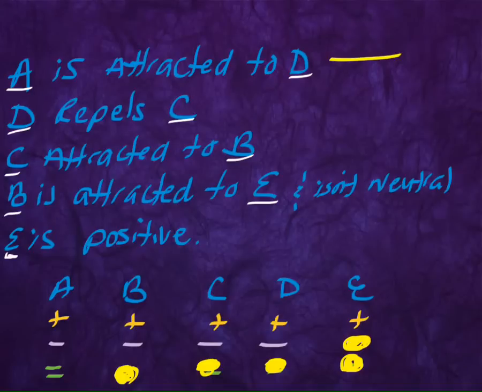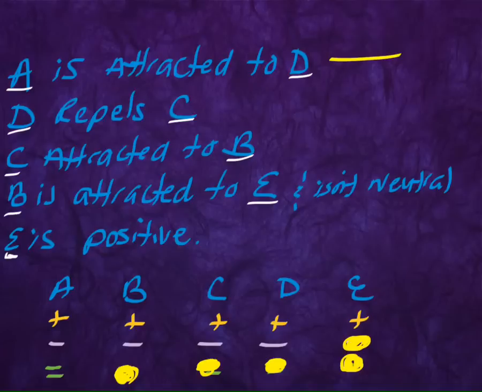So let's go back to the top again. A is attracted to D. Still nothing, because remember, any one of these, this neutral can be attracted to either one of those. And then these can be attracted to their opposites. Okay, so let's move on. Next, D repels C. Still nothing here. We're going to just keep on moving.